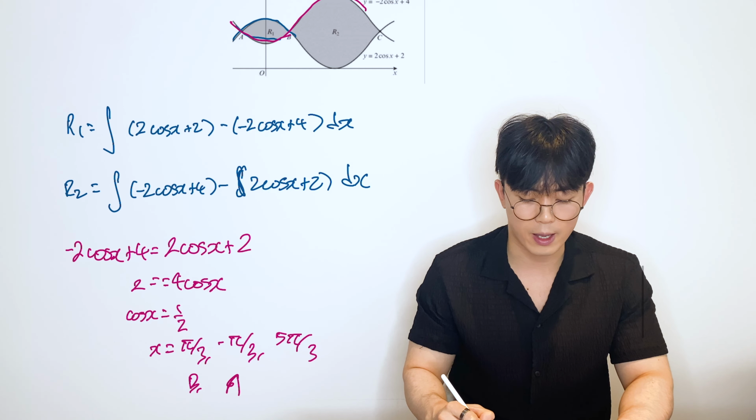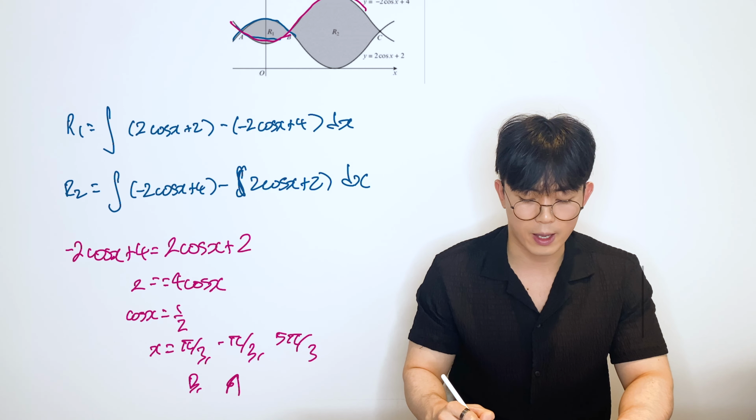So for area R1, the limits will be from A to B, which is negative pi over 3, to the coordinate of B, which is positive pi over 3. And for R2, it will be from B to C, so it will be positive pi over 3 to 5 pi over 3.